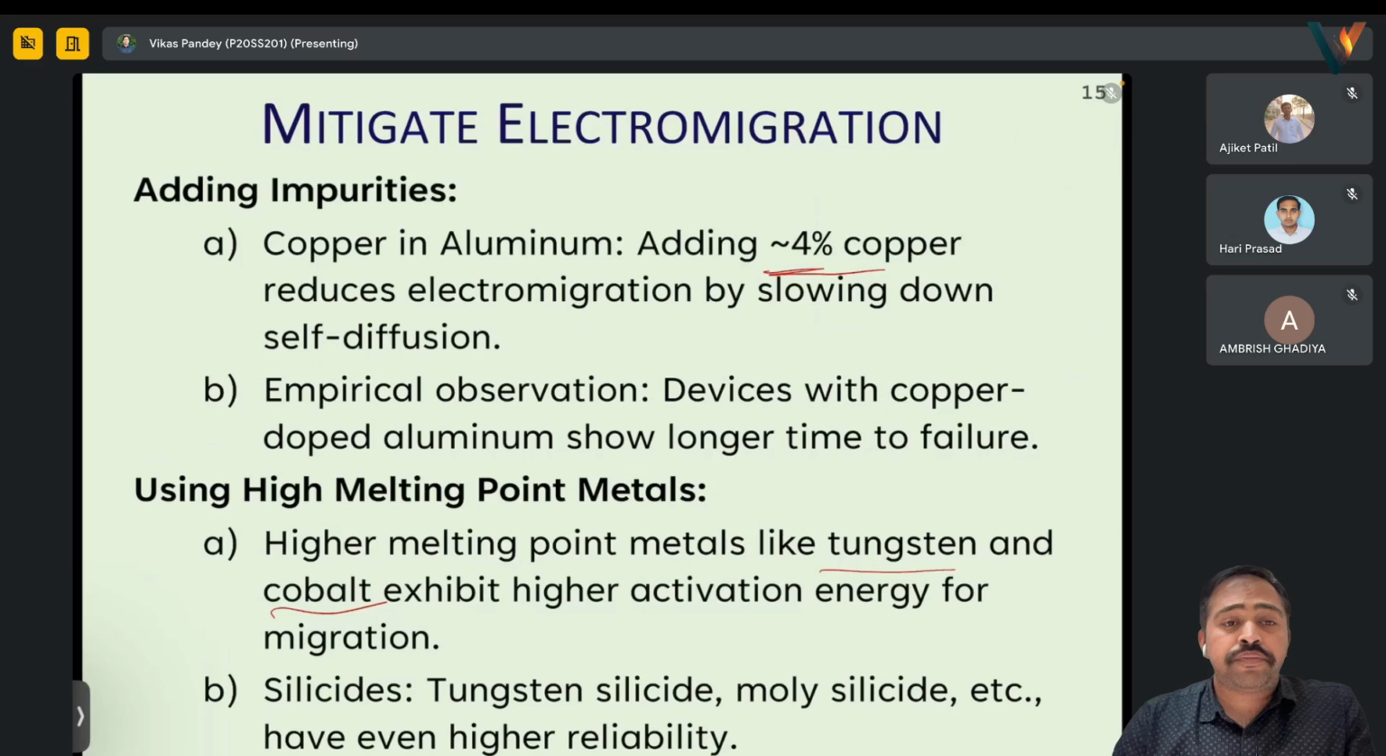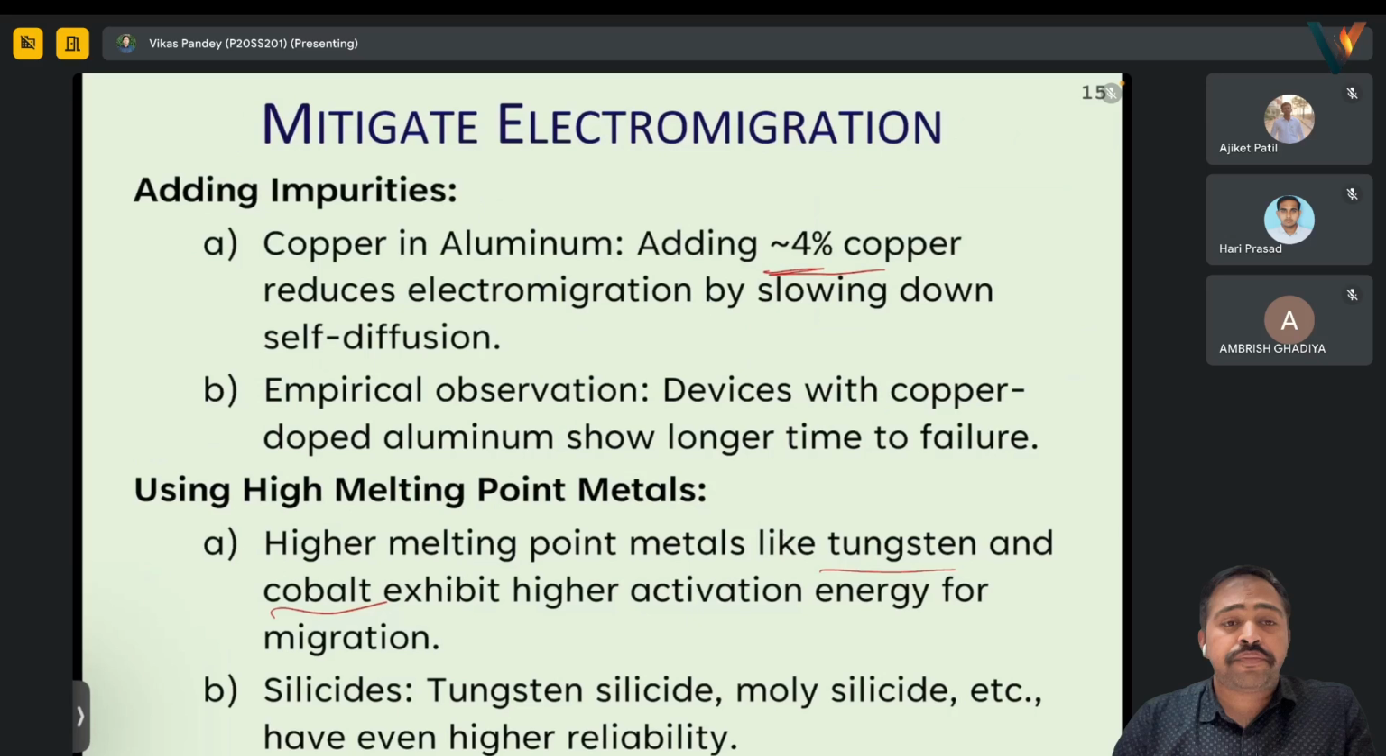The second reason is grain size and geometry effect. Large columnar grains, like a column kind of structure, reduce the vertical component of force and minimize the atom displacement. Whereas if we have small random grains, that increases the risk of void formation due to the vertical force component. So one way is using large columnar grains.